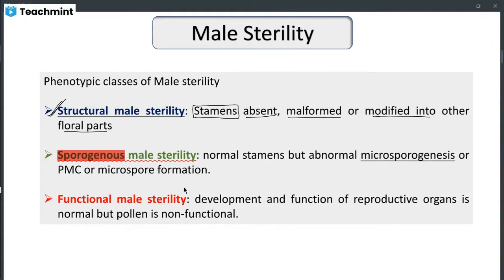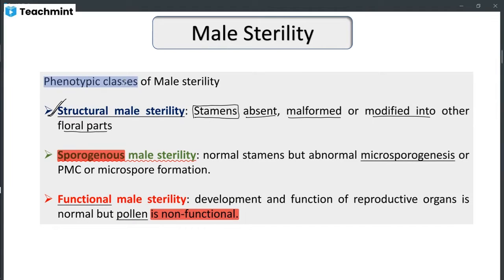And then the other type is functional male sterility. Everything is normal in the case of functional, which means the stamen is formed, the pollen mother cell as well as microsporogenesis, everything is fine. But the ultimate product, that is the pollen, is non-functional in nature, right? This is known as functional male sterility.